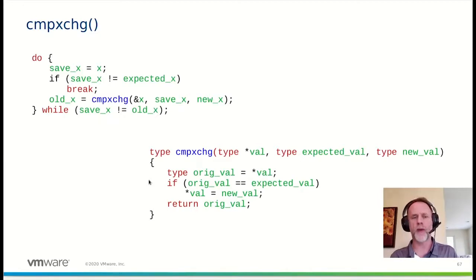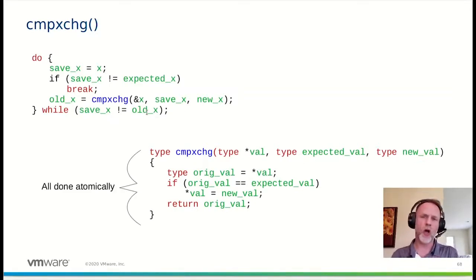This way, you could go back and check, is the value I read the same as the old value I read? If they match, that means the update happened. If they don't match, I have to go back and try again. Now, remember, this is all done atomically, and that means it's pretty expensive. The normal compare exchange does this across all CPUs. So if you have a 64 CPU machine and they all do compare exchange, you have to lock the bus to make sure each one does this, and it'll serialize the whole thing. That's why it's really expensive.